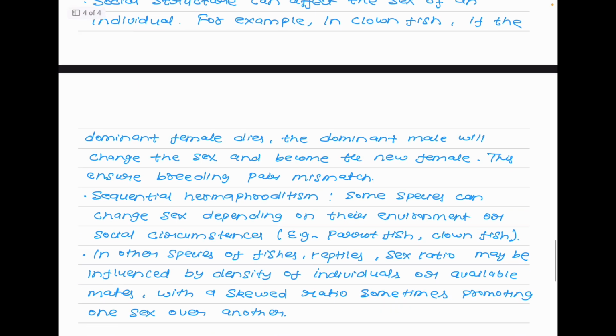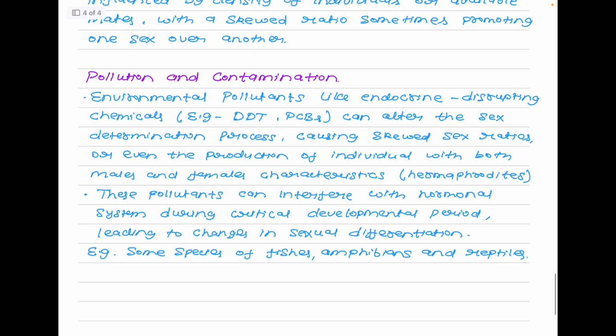Next is pollution and contamination. Exposure to environmental pollutants like endocrine disrupting chemicals, which are DDT and PCBs, can interfere with the normal sex determination process, causing skewed sex ratios or even the production of individuals with both male and female characteristics, that is hermaphrodites. These pollutants can interfere with the normal system during critical developmental periods, leading to changes in sexual differentiation, and these are seen in some fishes, amphibians, and reptiles.